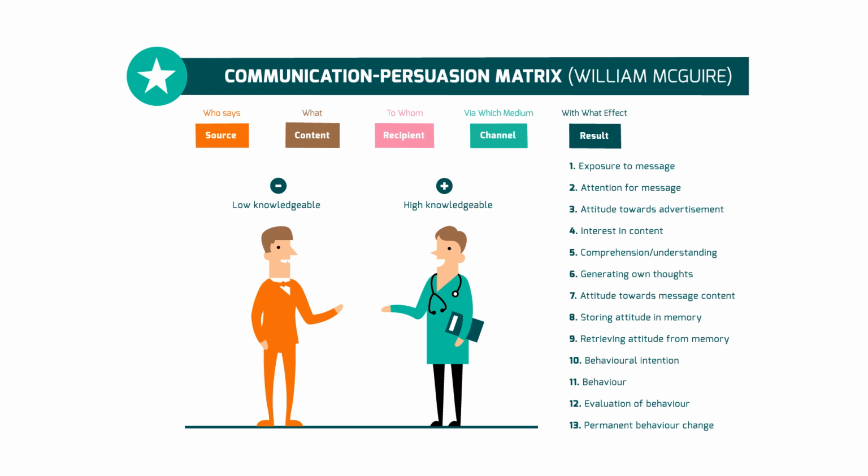You can see that there are many steps between the first step, exposure to the message, and the last step, permanent behavior change, which is one of the reasons that many persuasive messages have only small effects. The main goal of this course is to increase the chances that a message you make will be successful.